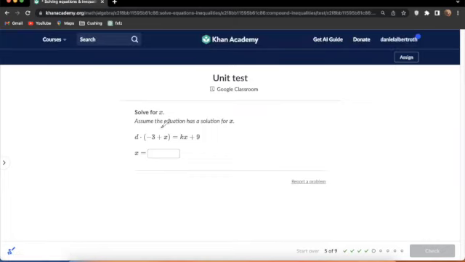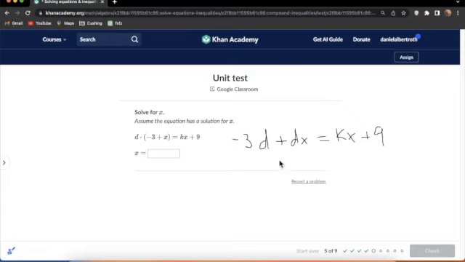All right. This one says solve for x. Assume the equation has a solution for x. Okay. So it looks like maybe I'll distribute this d. So I'm going to get negative 3d. D times x is plus dx. On the right side, I have kx. Oh my goodness, kx plus 9. All right, so this is super messy. This doesn't look fun to me. Let me just change my color here.